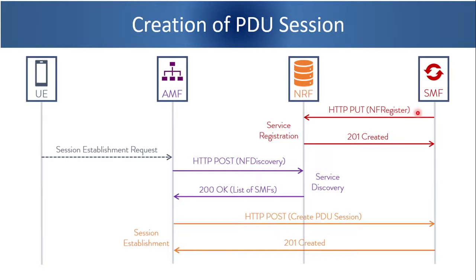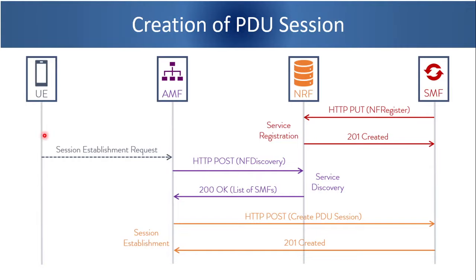So what happens initially, when an SMF comes into the picture, it registers itself onto the NRF. Now the NRF knows the SMF. There could be n number of SMF addresses, and the SMF is created in the NRF, the address is there, so it knows.